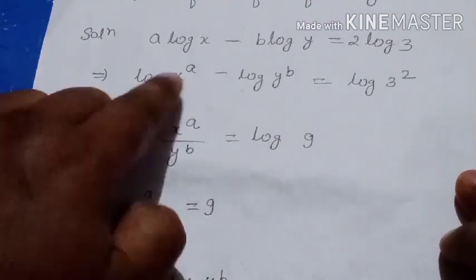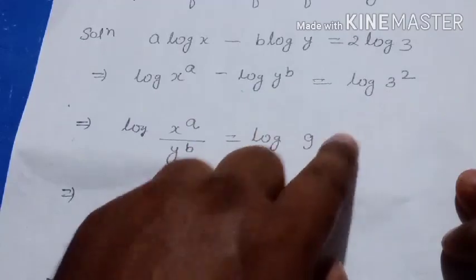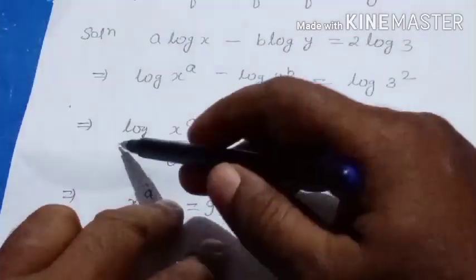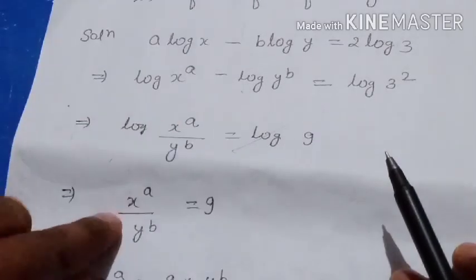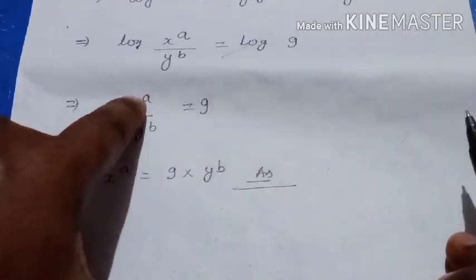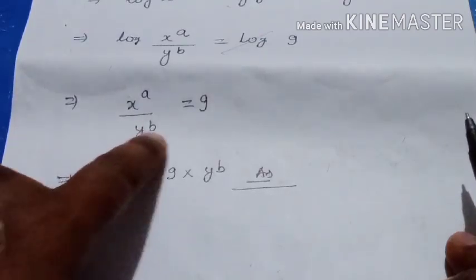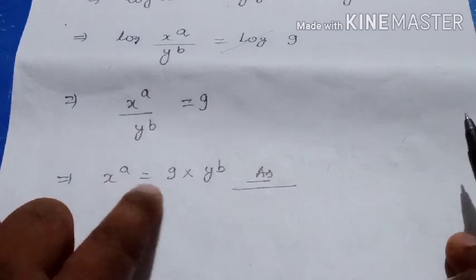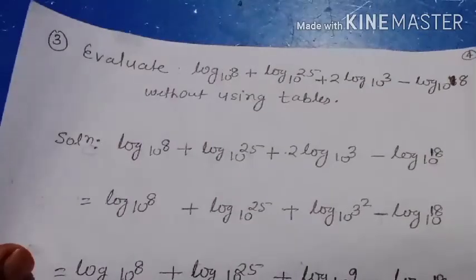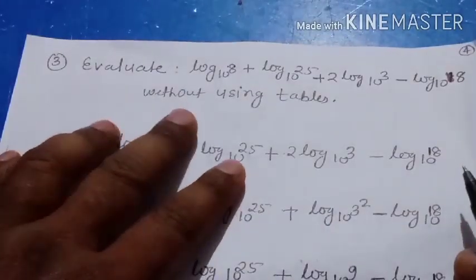So it is log of x to the power a divided by y to the power b, and 3 square is how much? 9. So here is log, here is log. We are going to neglect it. So this log is cancelled by this one. So x to the power a by y to the power b is equal to 9. If we keep x to the power a on the left hand side, then y to the power b will be transposed. So x to the power a is equal to 9 into y to the power b. That is your answer.